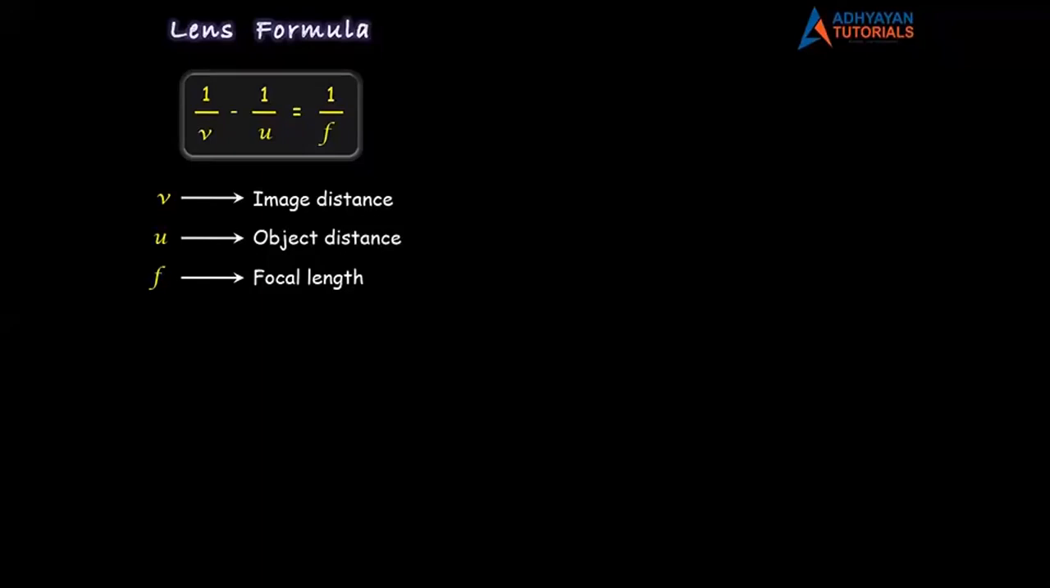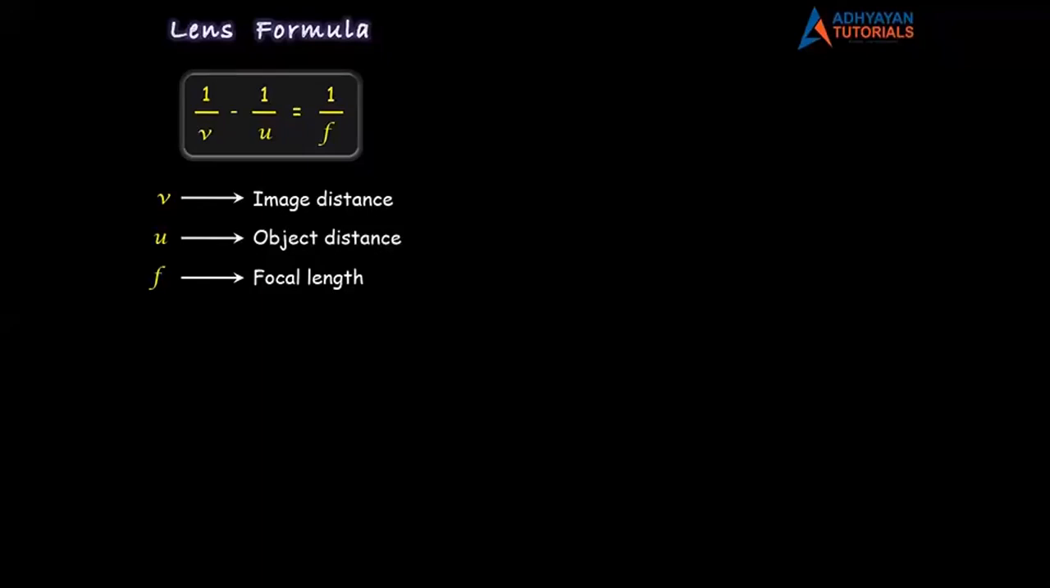Just for me, do one thing. Close your eyes, everybody. Do not sleep. Only close your eyes and repeat the formula with me. Come on. 1 upon V minus 1 upon U is equal to 1 upon F. Very good. Now look at your screen and tell me, what does V stand for? Image distance. What does U stand for? Object distance. What does F stand for? Focal length.